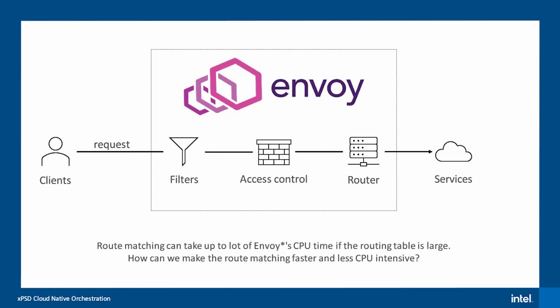Route matching involves matching the input, the request parameters, to Envoy routes. Envoy is configured to have routes which contain the service endpoints where to send the data. Envoy uses regular expressions to do the route matching. We'll talk about the regular expressions in a second, but I want to define our problem statement first. Route matching can take a lot of Envoy CPU time if the routing table is large. How can we make sure the route matching is faster and less CPU intensive?